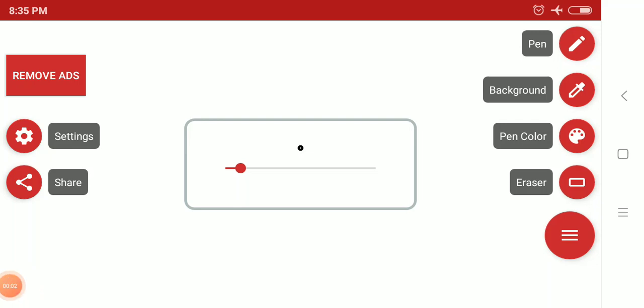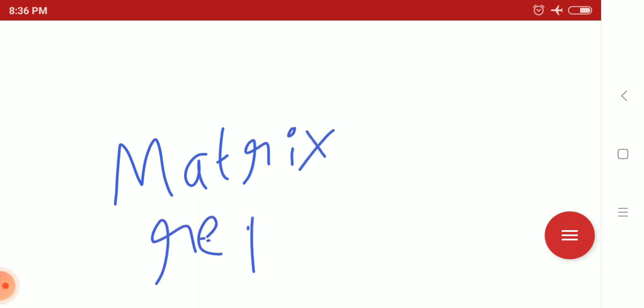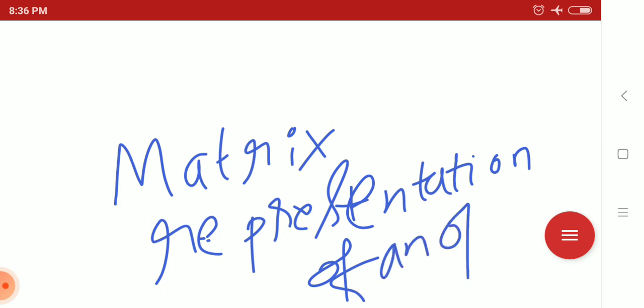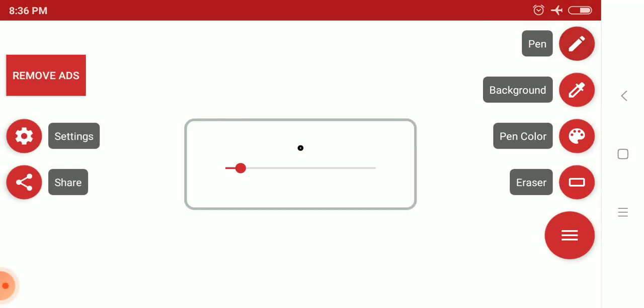Friends, today I am going to discuss the matrix representation of an operator. That means, how can we represent an operator in matrix format? Matrix representation of an operator. So let's start the discussion. How can we represent an operator?